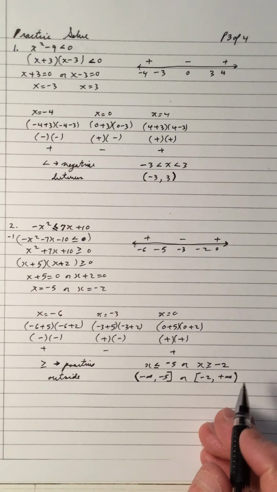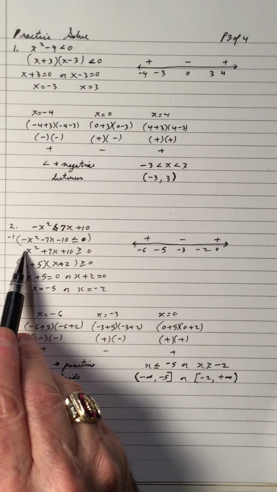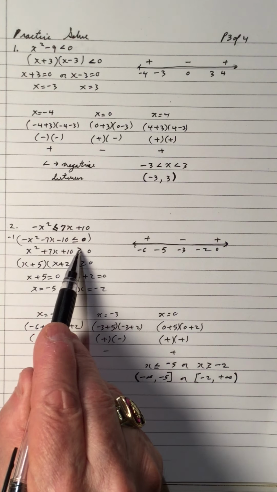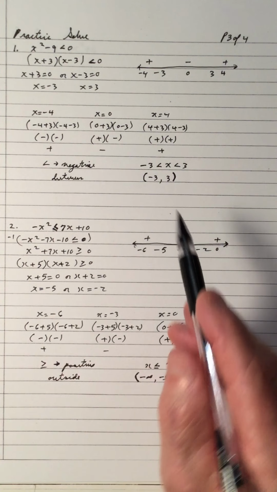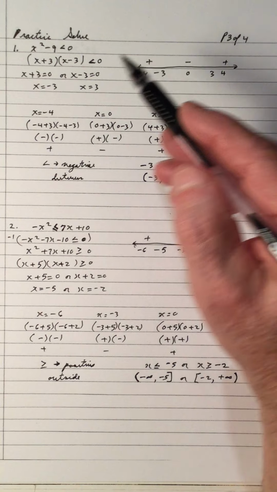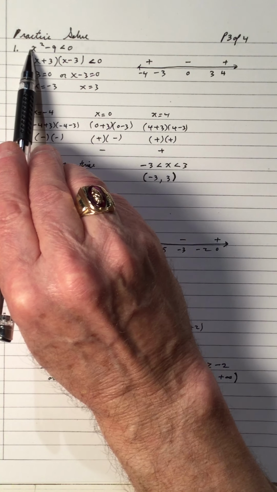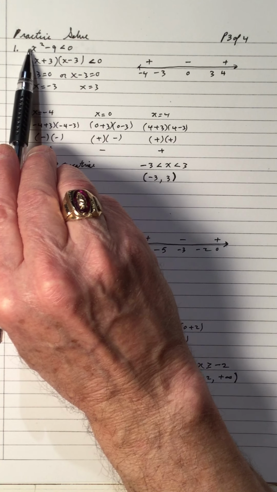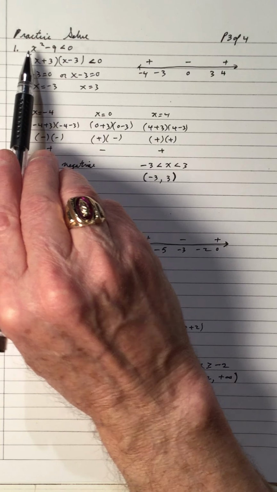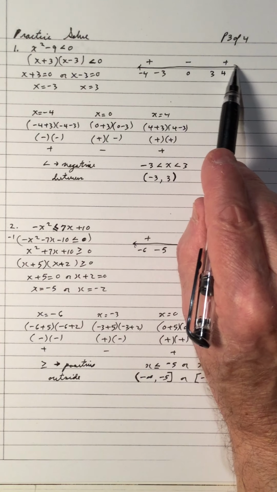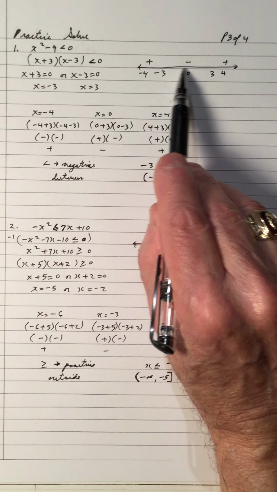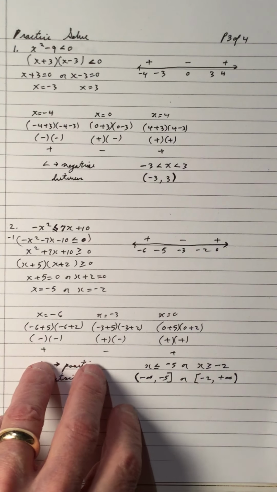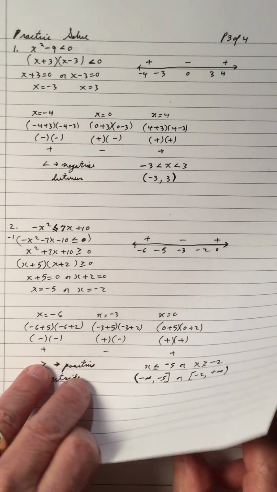And just notice, because I keep this positive right here all the time, that means greater than will always be on the outsides, and less than will always be on the inside. Again, when you have a positive leading term, greater than is always on the outsides of the two numbers, and less than is on the inside of the two numbers.